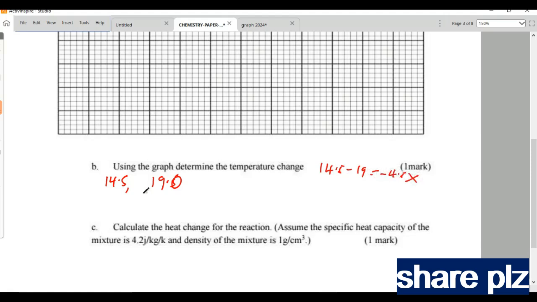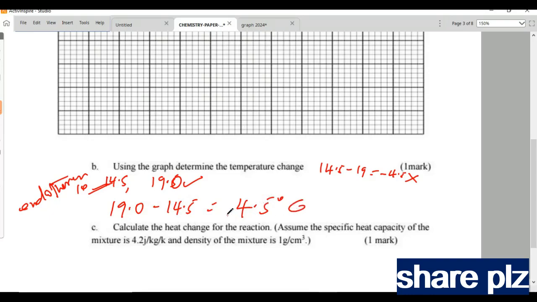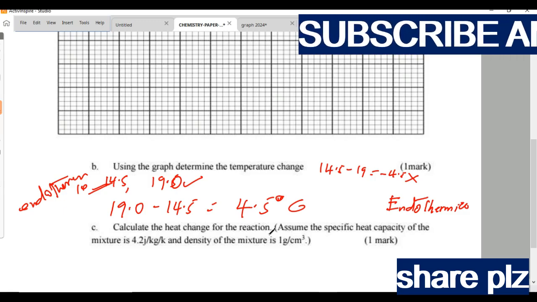No, because the only thing this is telling us is, if the initial was 19 and the final is 14, it tells us that the reaction is endothermic. Therefore the difference is 19.0 minus 14.5, which is 4.5 degrees Celsius. We don't put a negative in temperature because it is only telling us that it is an endothermic reaction. So remember, it has shown that the reaction is endothermic.